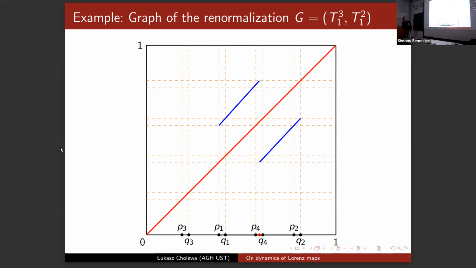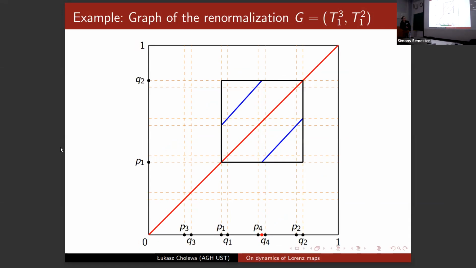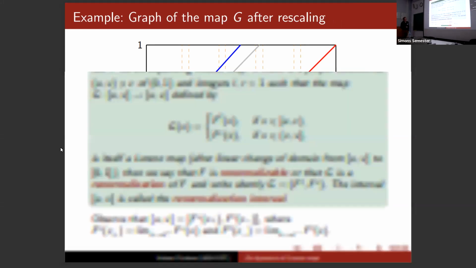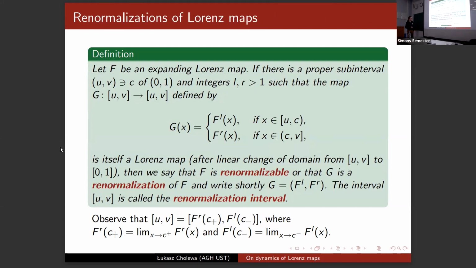So here we will have a renormalization G defined on this interval. After rescaling the domain, I will again have an expanding Lorenz map of [0,1]. The graph of the map G after rescaling is this blue one, and the original map T is the gray one. And we have a simple observation: if I have a renormalization f^L, f^R defined on interval UV, then this interval UV must be equal to this one, where I have one-sided limits at critical point C.